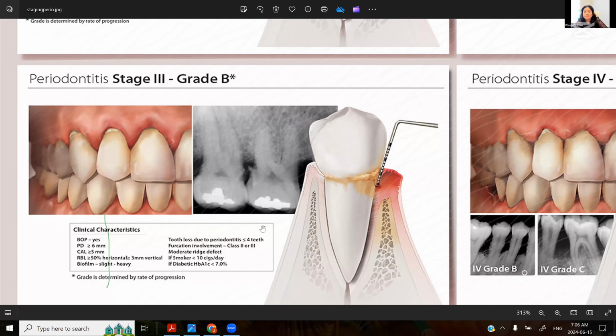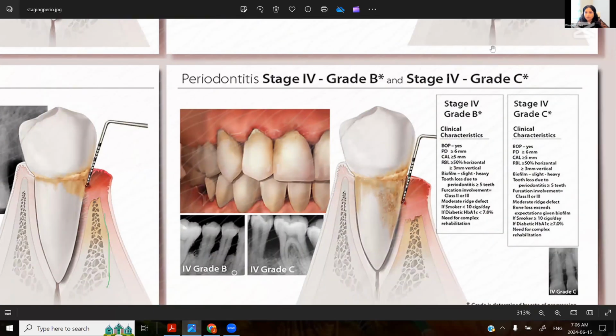So there would be history of missing teeth due to periodontitis in the mouth, and furcation involvement and moderate ridge defect where the teeth have been extracted. The ridge defect would be seen on the extraction sites. Is that correct? You know where the ridge defects come. Ridge defects will happen after the extraction site, right? And don't look for them on the site with teeth, okay? And suppose the smoking was greater than 10 and diabetes was greater than 7% HbA1c, then it's grade C. And if it's less than 10 and HbA1c was less than 7%, then it would be grade B.